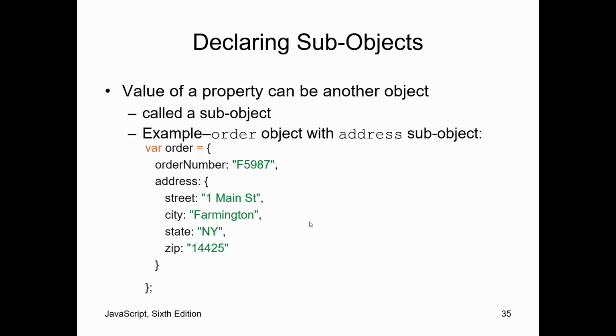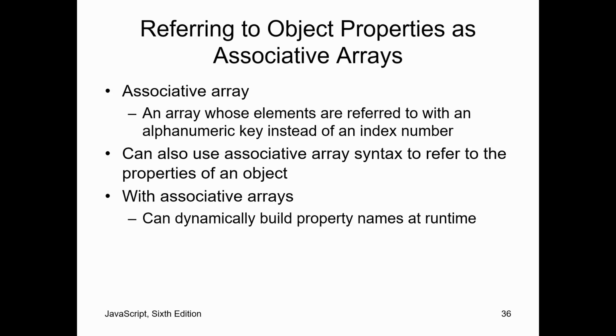All right, the value of a property can be another object, so you can have an object within an object. Here they call it a sub-object. Now, in some languages, when you have one object that becomes a member of another object, it's called composition, just so you hear the term. So, you've got order, and within that order object, there's an order number, and then there's an address object, which has a street, city, state, and zip in it. So it's an object within an object, totally legitimate.